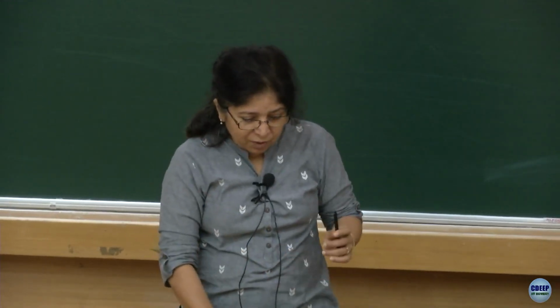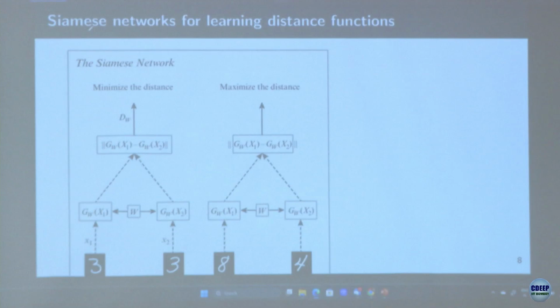But remember, there have been many, many different methods of learning kernels or distance functions. For now, we'll just talk about one method which has been found to be good, and this is based on using neural networks. Instead of using the neural network for classification, you just have one feed forward network. But here, these are called Siamese networks. It means you have the same network applied on both the inputs.